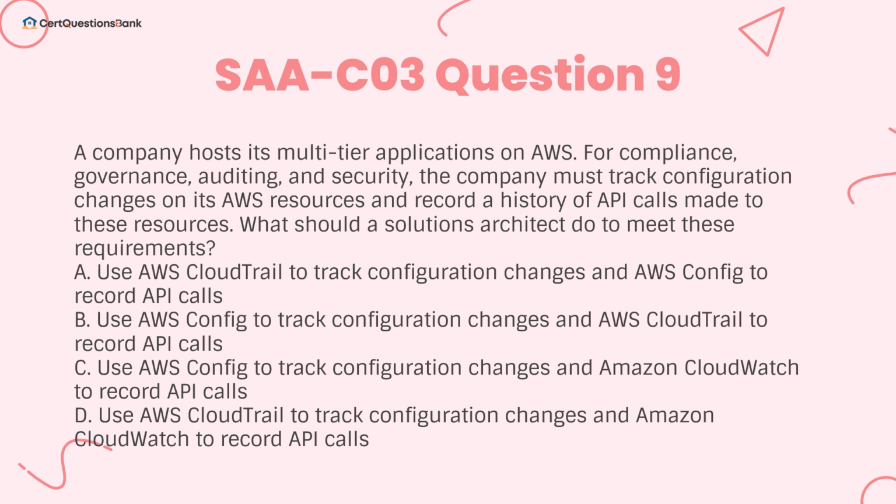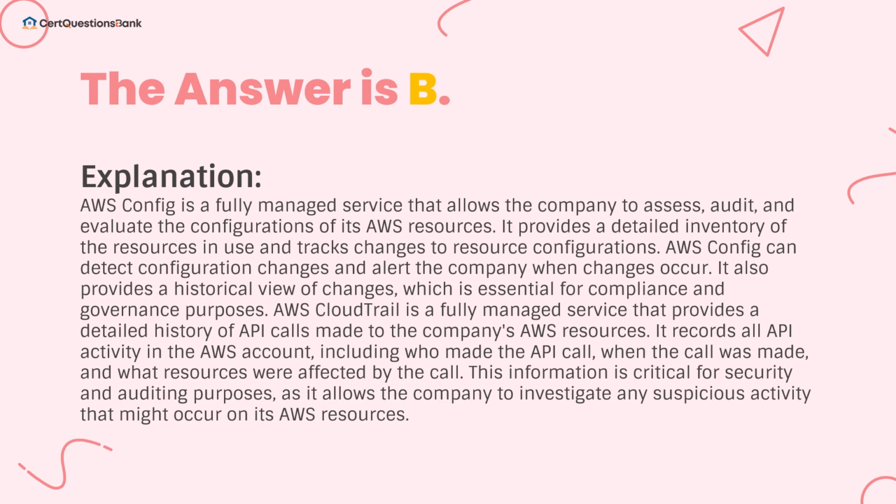A. Use AWS CloudTrail to track configuration changes and AWS Config to record API calls. B. Use AWS Config to track configuration changes and AWS CloudTrail to record API calls. C. Use AWS Config to track configuration changes and Amazon CloudWatch to record API calls. D. Use AWS CloudTrail to track configuration changes and Amazon CloudWatch to record API calls. The answer is B.